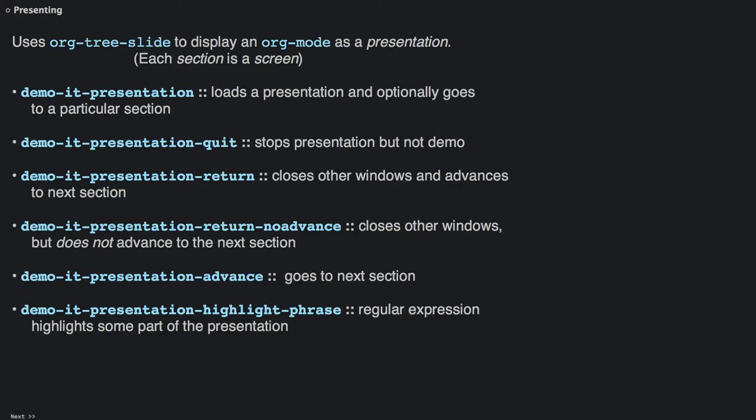So demo presentation just loads it up, quits it, but you never really need to do that. The function presentation return, basically, if you've got a shell open or a file, you call return and it closes that and just goes to the presentation and then advances it a screen. So it's kind of this wipe. Return with no advance closes everything, but it doesn't advance it, and then presentation advance goes to the next section without it. So, got them all.